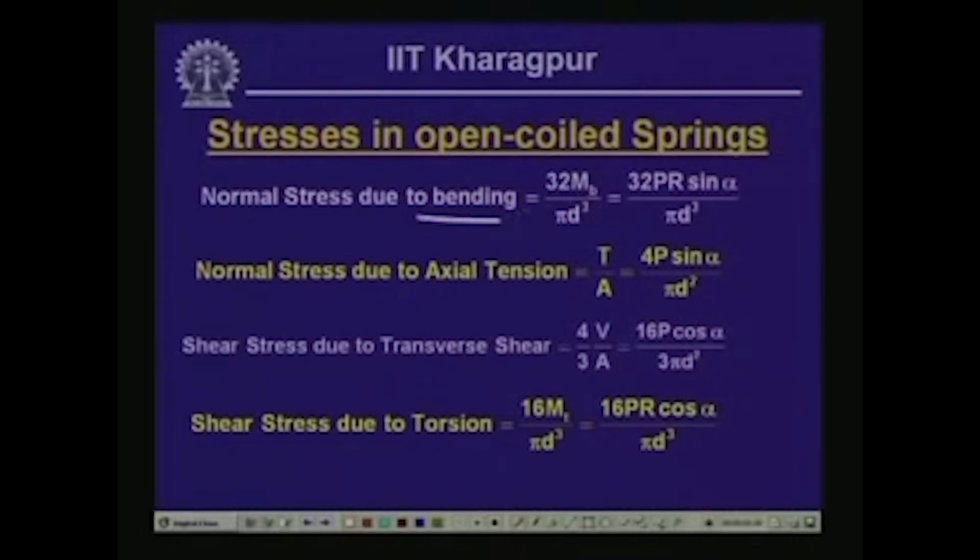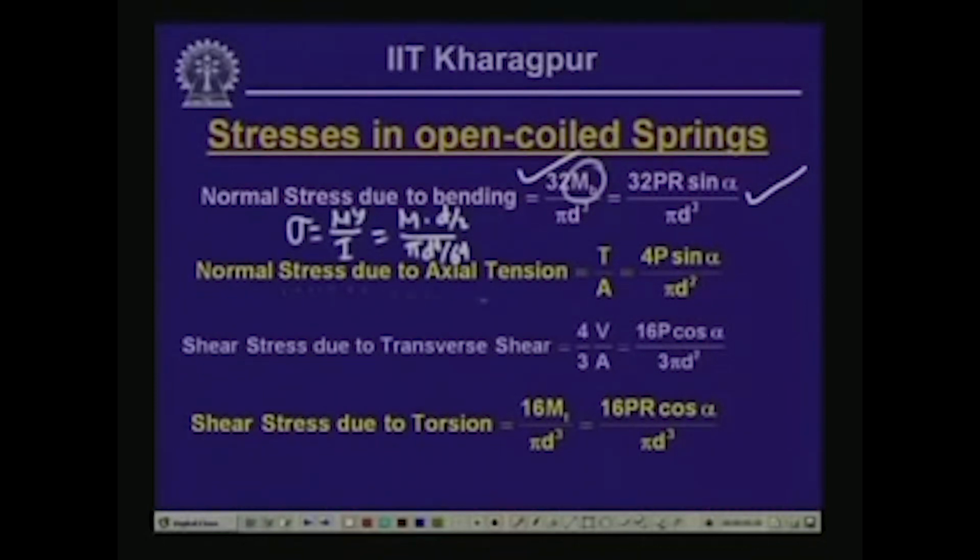Normal stress due to bending: because it is circular in cross section, and as I have told you, sigma equals M y by I, and for a circular cross section I equals pi d to the fourth by 64 and y is d by 2. So this is M d by 2 divided by pi d to the fourth by 64, and this gives rise to 32 MB by pi d cube, and MB as you have seen equals P R sin alpha. If you substitute, this gives you 32 P R sin alpha by pi d cube.